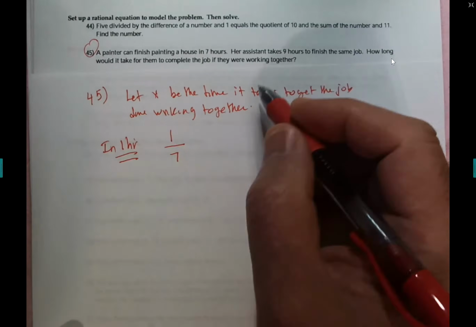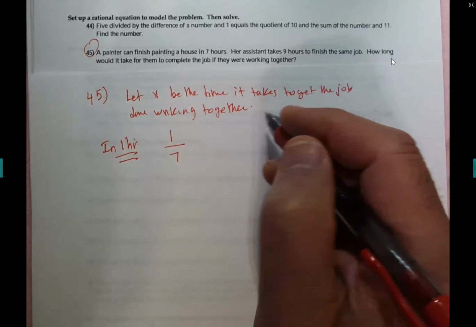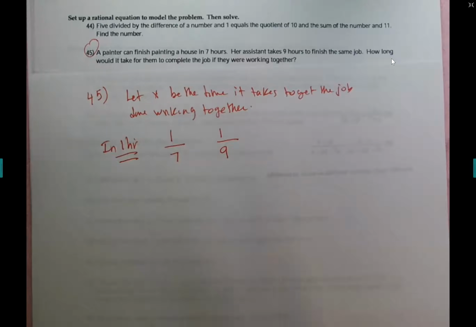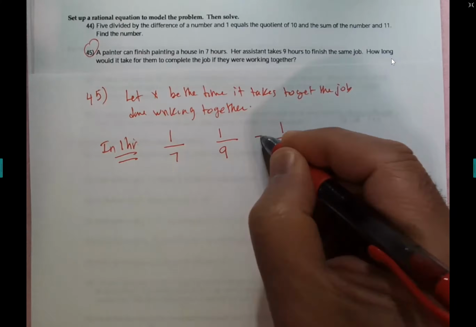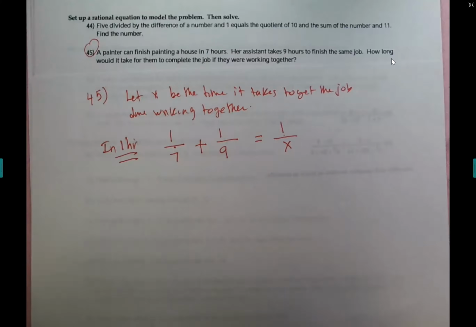The assistant takes 9 hours to finish the work. So what portion of the work can the assistant do in 1 hour? It's 1 over 9. Together, it takes them X hours to finish the work. So what portion of the work working together can they get done in 1 hour? It's 1 over X. So together equals the painter plus the assistant, and that's the equation that you need to set up. So it will be 1 over 7 plus 1 over 9 equals 1 over X.